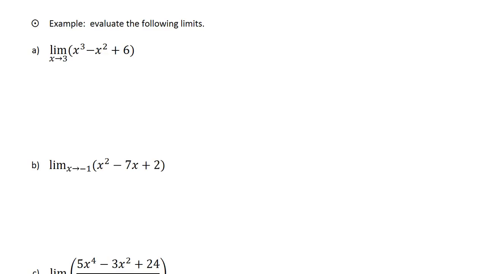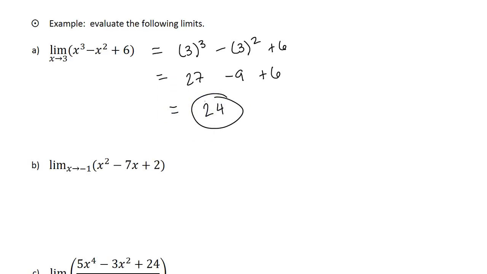I've got the limit as x approaches 3 of x cubed minus x squared plus 6. So I'm just going to direct substitute. So this will be 3 cubed minus 3 squared plus 6. So 3 cubed is 27, 3 squared is 9, and we've got the plus 6 on the end. And all of this simplifies to be 24. With this next one, you just want to watch your negatives. So we're going to have negative 1 squared minus 7 times negative 1 plus 2, which is going to be 1 plus 7 plus 2, which is 10.